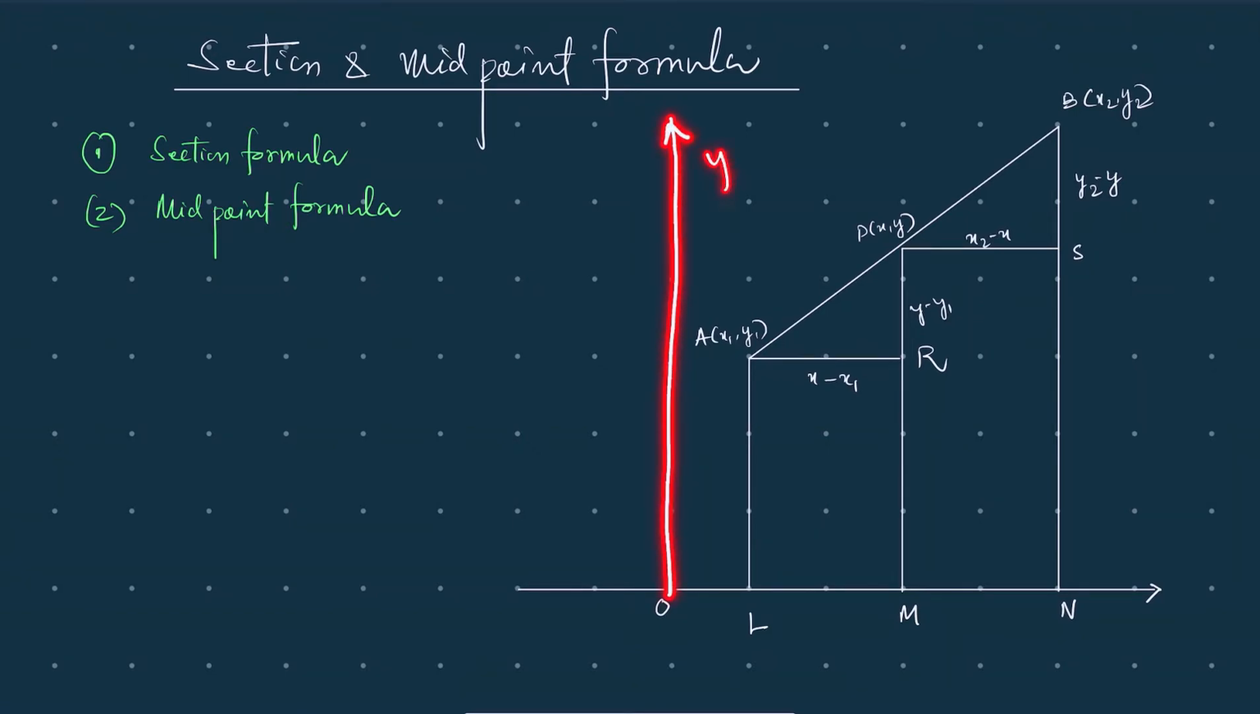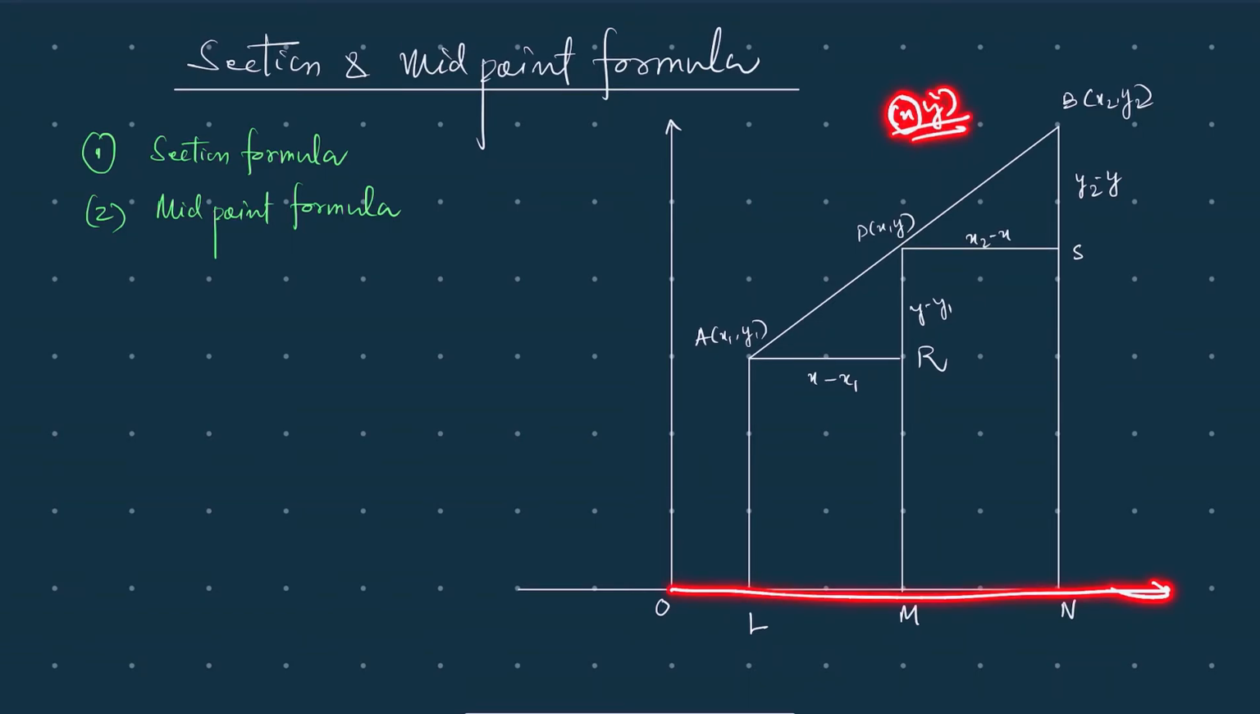If a point is there on this plane, then we can represent the point as some x comma y. This is an ordered pair. What is this x? x is along the x-axis and y is along the y-axis. Now we are going to derive the section formula.